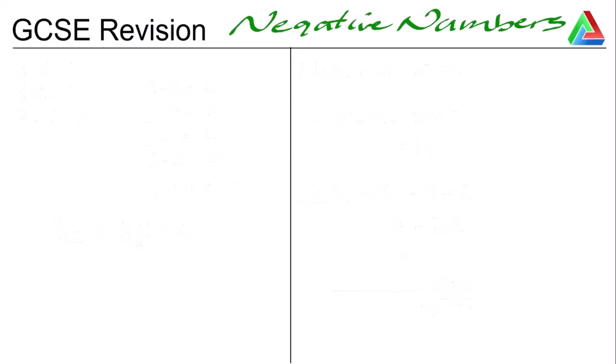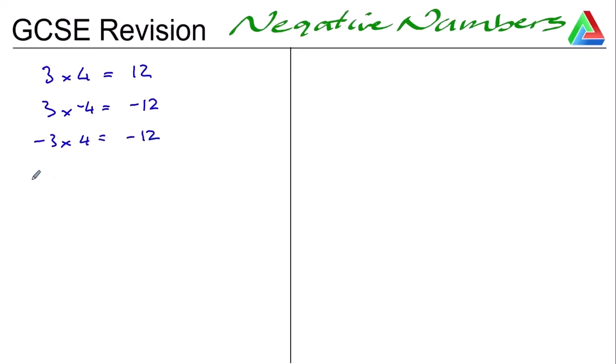Let's look at multiplication and division. Multiplying and dividing, I actually think this is much easier than adding and subtracting negative numbers. So we know 3 times 4 is 12. So 3 times negative 4, hopefully this is obvious, I've got 3 lots of negative 4, so I've got negative 12. Or negative 3 times 4 is also negative 12.